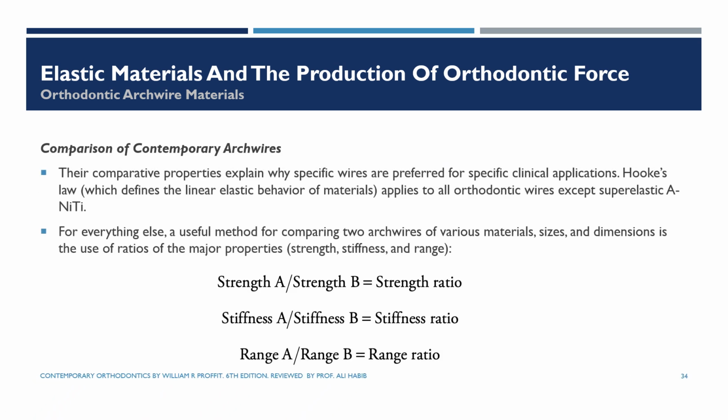So when you compare wires, it's better to use the ratio of these features or properties that I mentioned before: the stiffness, the strength, and range. So when you compare two wires, strength A over strength B will give you the strength ratio, stiffness ratio, and the range ratio. And by the way, these ratios are used mainly for those wires that can follow Hooke's law, which defines the linear elastic behavior of materials.